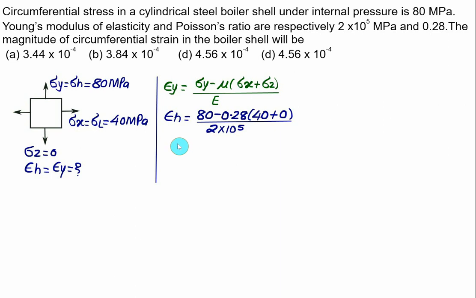So very straightforward questions they will ask you on the basic equation, that is the generalized Hooke's law. So you will get here the circumferential strain epsilon h is close to 3.44 into 10 to the power minus 4, and we have same conversion as mm per mm. 3.44 into 10 to the power minus 4. Our choice is the correct choice.